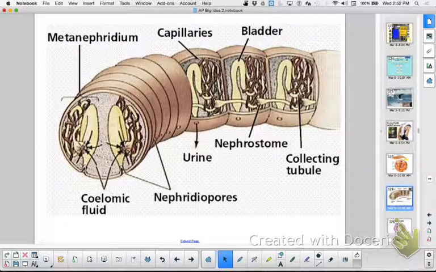Earthworms have nephridia, and they have a nephrostome that extends into the segment in front in order to pick up any fluids. And then, like us, they have capillary beds running next to their tubes so that their capillaries can dump anything into those tubes they don't want and reabsorb anything that they do want.